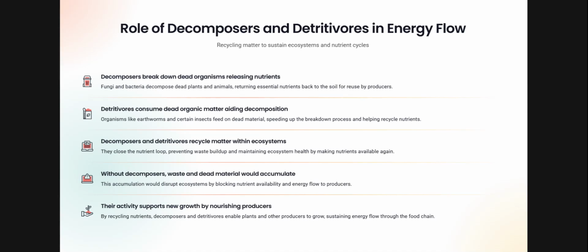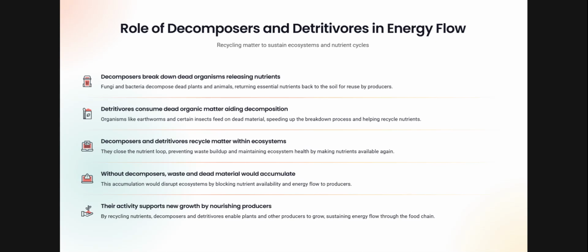Together, decomposers and detritivores complete the nutrient loop. By doing so, they prevent the buildup of waste and dead material that could otherwise accumulate and disrupt the ecosystem. Think about if we didn't have people coming and collecting our trash every day. There's going to be an accumulation of trash. Such blockages would hinder nutrient availability and interrupt the energy flow that producers depend on.